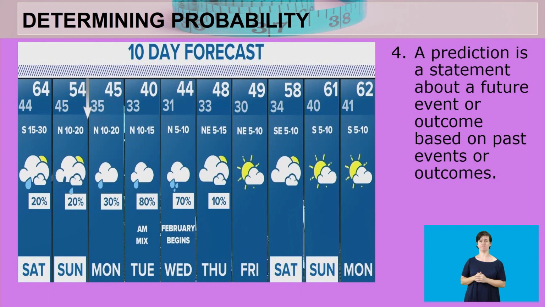Then question 4 says, a prediction is a statement about a future event or an outcome based on past events or outcomes. So whenever we make predictions, we cannot just predict something that has never happened before. So we make predictions based on what has happened before. So the reason why we'll predict that a learner might pass or fail is because there are learners that have passed and there are learners that have failed previously.